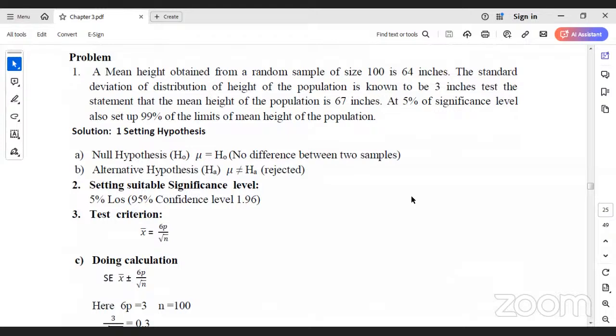See, in this way he will ask. Observe carefully. Previously what did we do? We did only 5 steps. In addition to that, we have to do one more step. This is the LOS value, 5%. And this is to set up 99% limits of the mean height of the population. 99% limits means we need to take 2.58, not 1.96. So first step is setting the hypothesis, then setting a suitable significance level, test criterion, doing the calculation, then writing the conclusion. Generally, we will do these 5 steps.